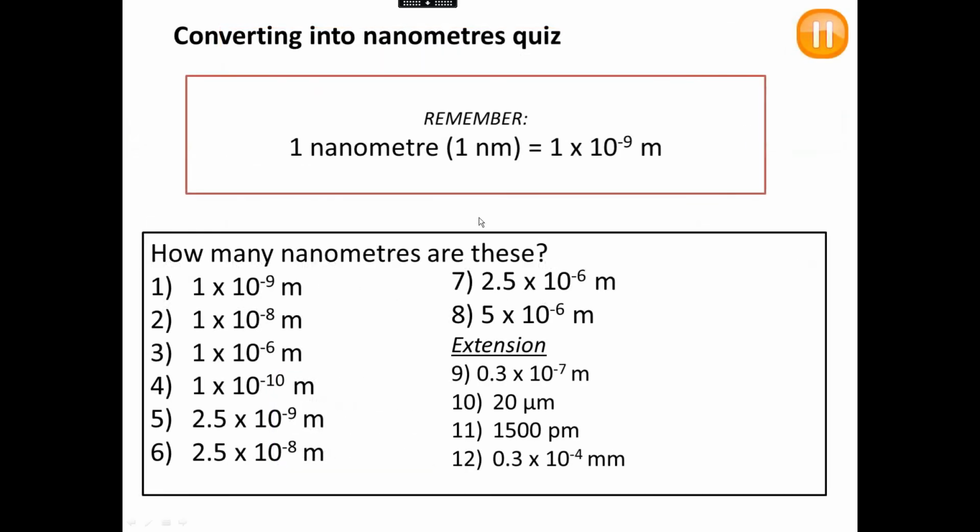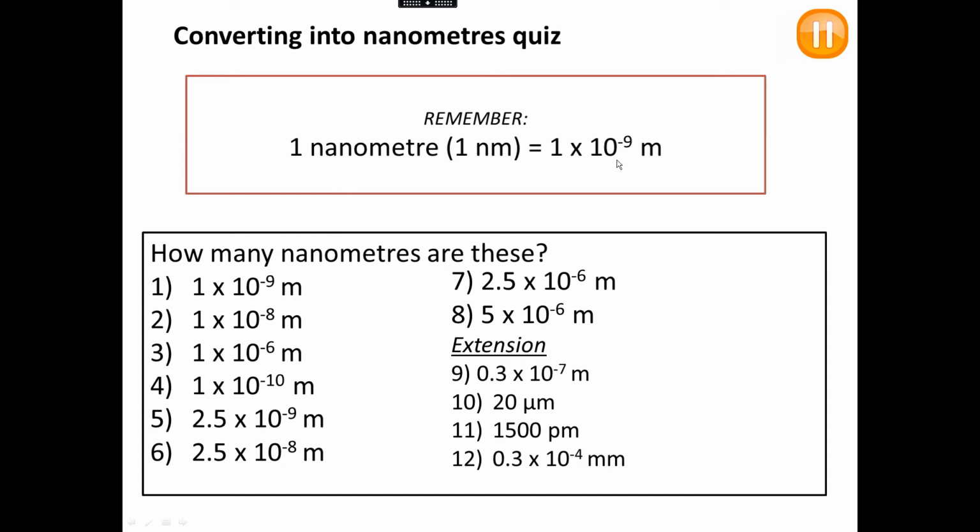Right, here's some practice. Now, I want everybody to do 1 to 8. If you feel really confident with your maths and your standard form, you could try the extension ones as well. Okay, so these are in meters. Try and work out how many nanometers each one is, remembering that 1 nanometer is 1 times 10 to the minus 9.